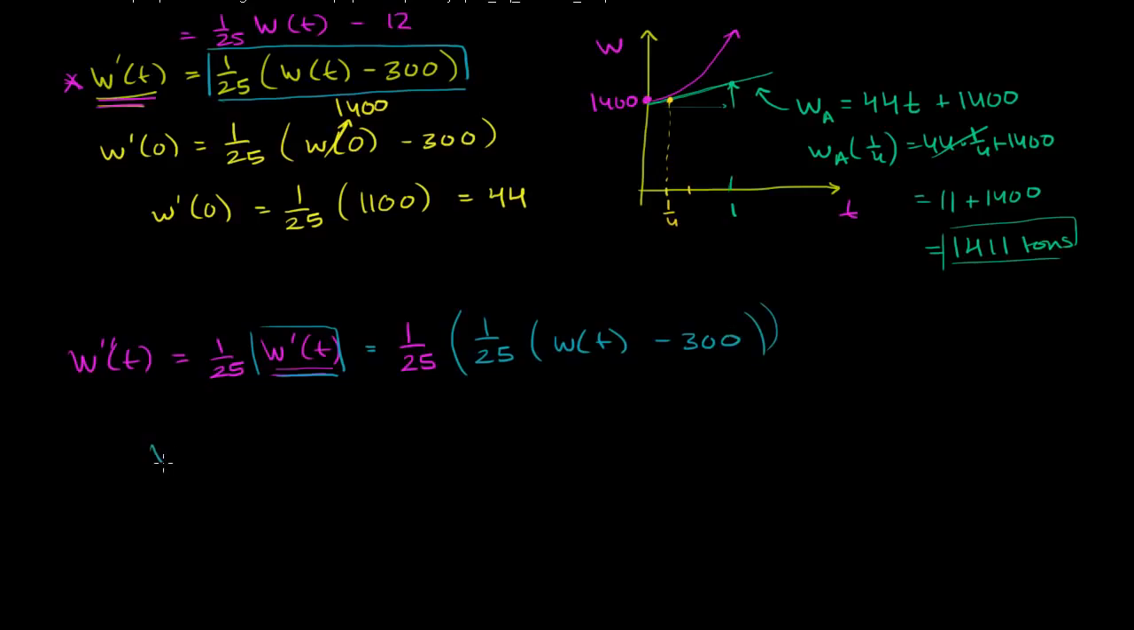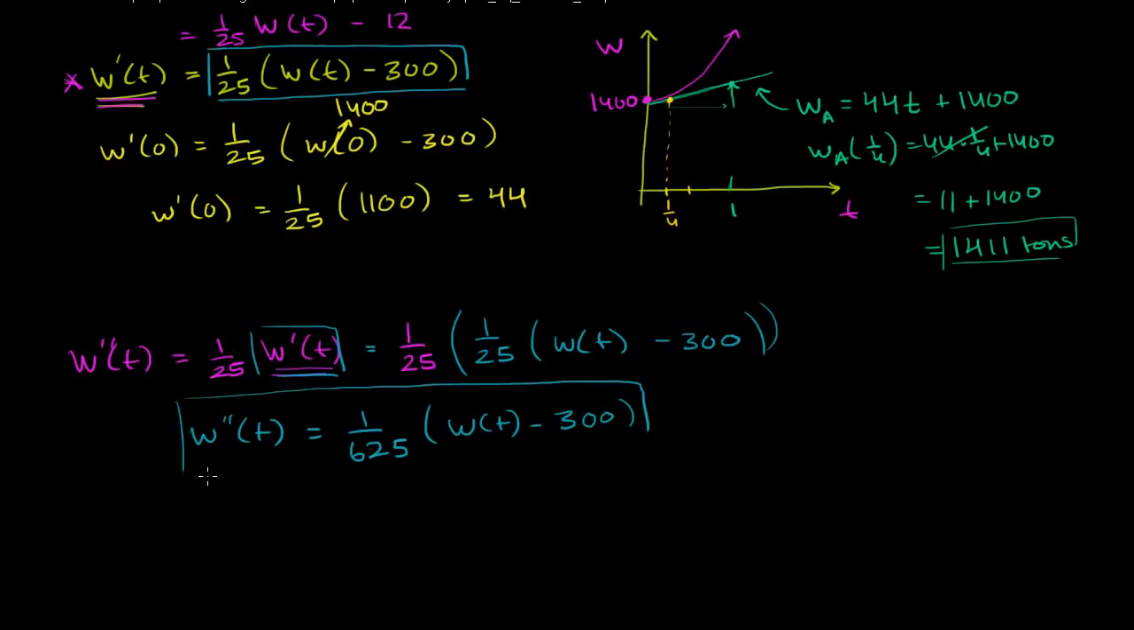And so we can say the second derivative, let me write a little smaller so I don't waste space, the second derivative of w as a function of t is equal to 1/625 times w as a function of t minus 300. So we've done the first part. We've found the second derivative of w in terms of just w.